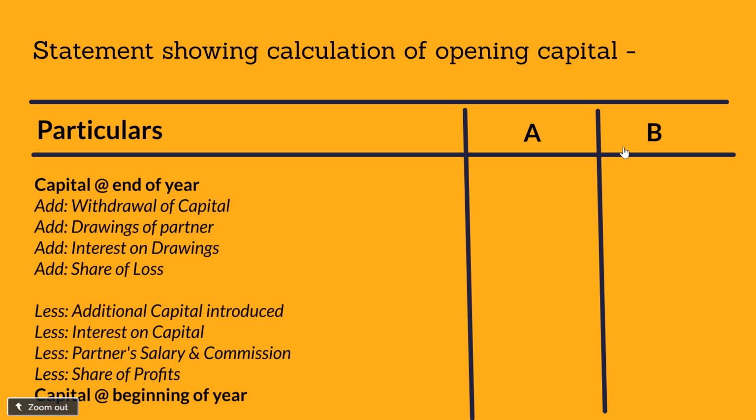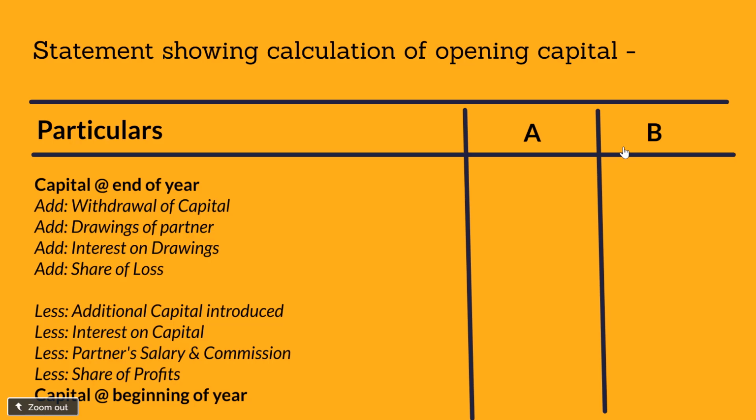We need to begin with the capital at the end of the year. We need a column for each partner. I have assumed two partners, A and B. So after beginning with the capital at the end of the year, these are the things which we need to add. Any withdrawal out of capital, drawings of the partner out of profits, interest on such drawings of partner out of profits, and if there is loss, the share of loss of each partner.